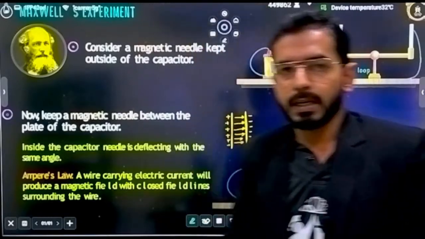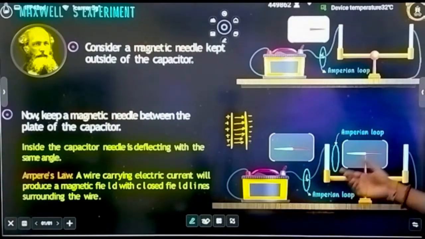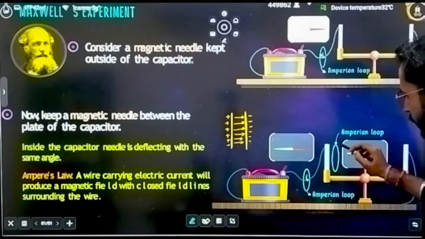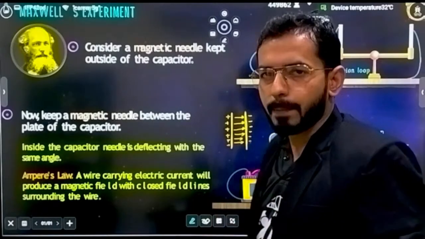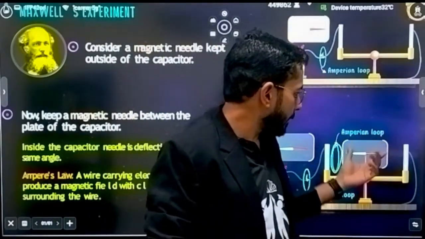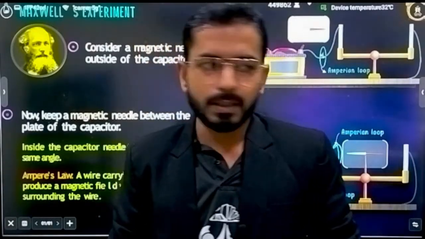But what Maxwell did, he introduced a magnet in between, and he took an Amperian loop. Here you can see there is an Amperian loop made. Now when he observed with the compass needle, he saw that some deflection was coming in between the parallel plates also, and that was a surprising thing. Why was that surprising?